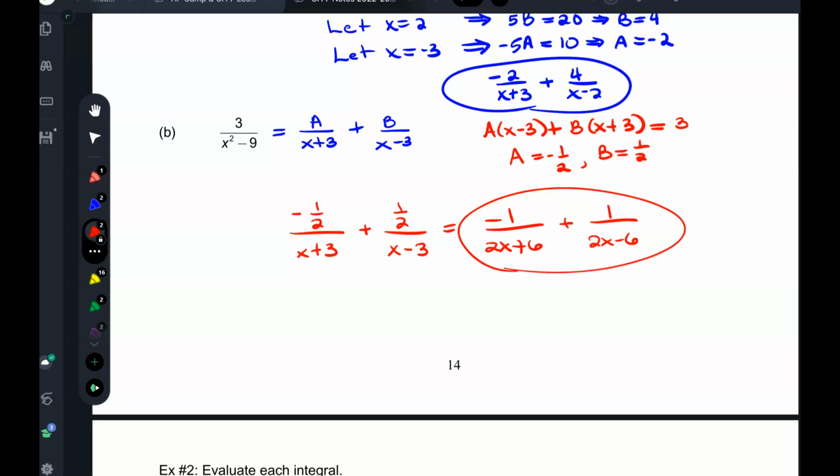Honestly, I'm not picky about this, because if I were to integrate this, I'd actually leave it with the 1/2. It looks kind of ugly, but it's easier. Otherwise you have to do u substitution here, or because it's a constant, you just divide by the constant. You just divide by 2.